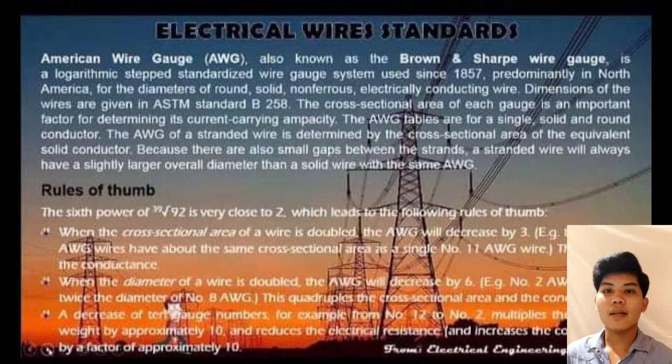Ito naman yung electrical wire standards o mas kilala sa tawag na AWG or American Wire Gauge. Gauge ba o gauge? Tables are for a single solid and round conductor, while stranded wire will always have a slightly larger overall diameter.